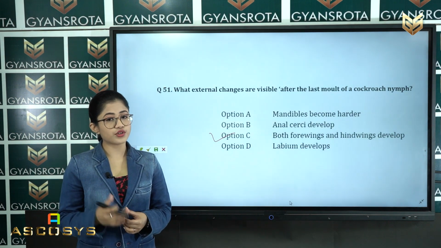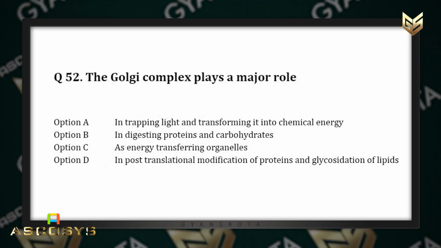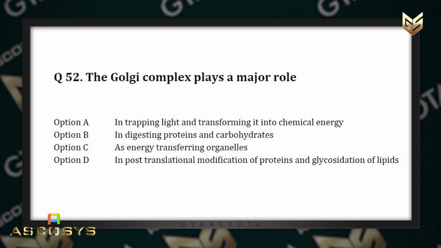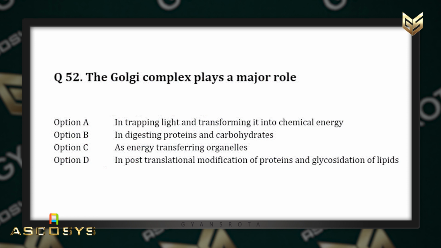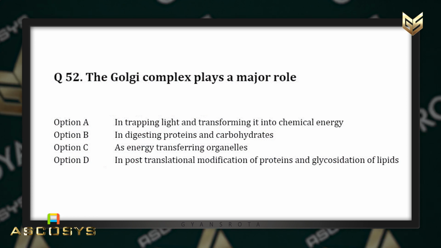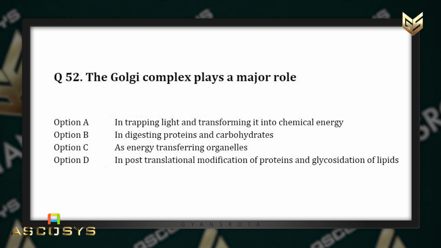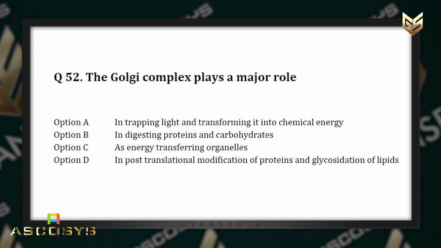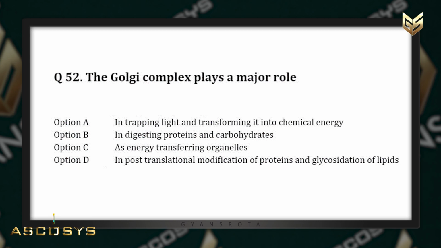Now let's see the next question. That is question number 52. In this question you can see the Golgi complex plays a major role in option number A, in trapping light and transforming into chemical energy. Option number B, in digesting proteins and carbohydrates. Option number C, as energy transferring organelles. Option number D, in post-translational modifications of proteins and glycosidations of lipids.